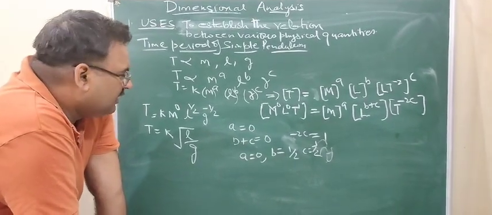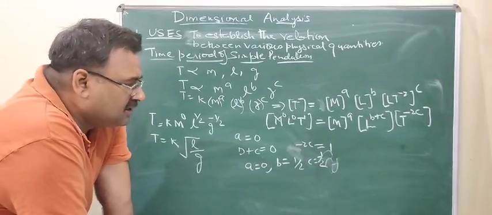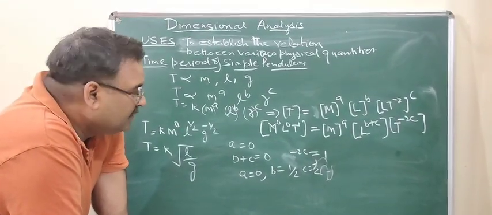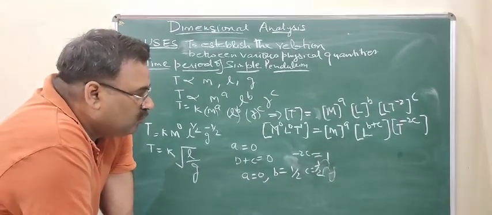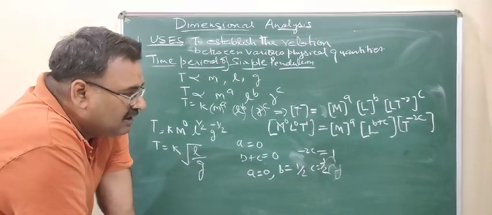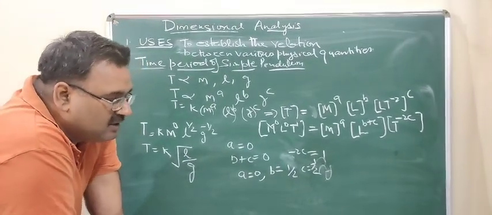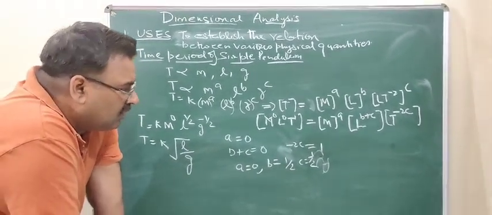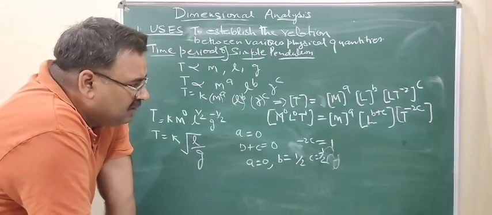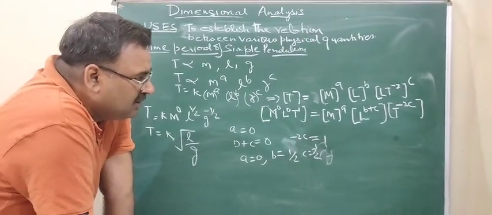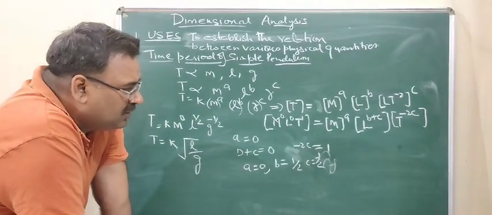तो हमने क्या किया, दोनों साइड की डायमेंशंस लिख ली. टाइम की डायमेंशन क्या है T, मास की क्या है M, M raised to power a, लेंथ की डायमेंशन क्या है L raised to power b और ग्रेविटी की डायमेंशन क्या है LT minus 2 raised to power c. उसके बाद हमने जो पावर्स हैं वो एक साथ लिख दिए: M raised to power a, L raised to power b plus c और T raised to power minus 2c.